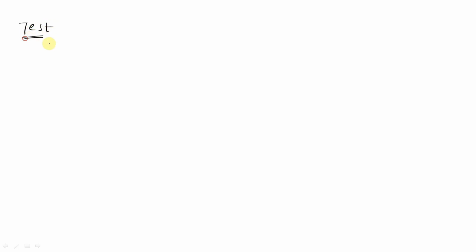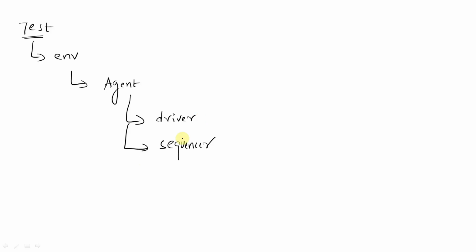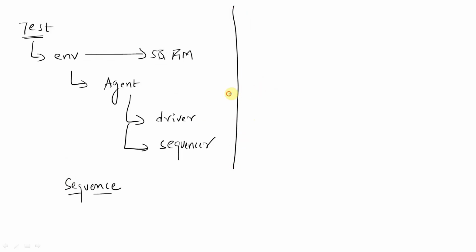our top module in the testbench, and it is going to have an environment, and this environment is going to have one agent. This agent is going to contain your driver and sequencer, and we are going to have a scoreboard and a reference. So this is what we are going to build in our UVM, and this testbench is going to connect with our design with the interface, and we are going to have one sequence item.